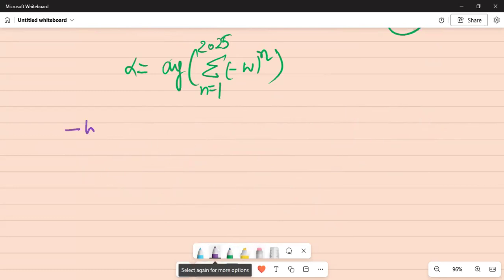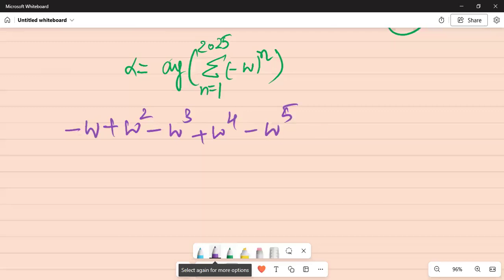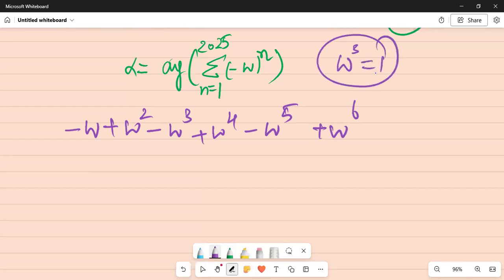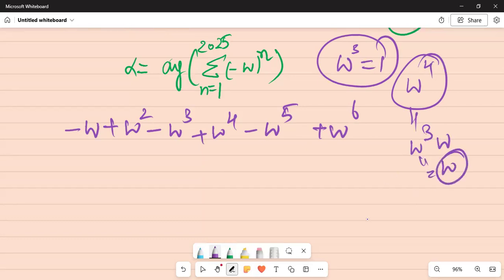Actually, if you see, then this is omega square minus omega cube plus omega raised to power 4 plus omega 6. Now you also know that omega is the cube root of unity, so this has to be satisfied by omega. That means you don't need a higher power at all. If this is 4, then you can reduce it to omega cube into omega. So this is 1, so you are left just with omega. Similarly, you can reduce this as well.